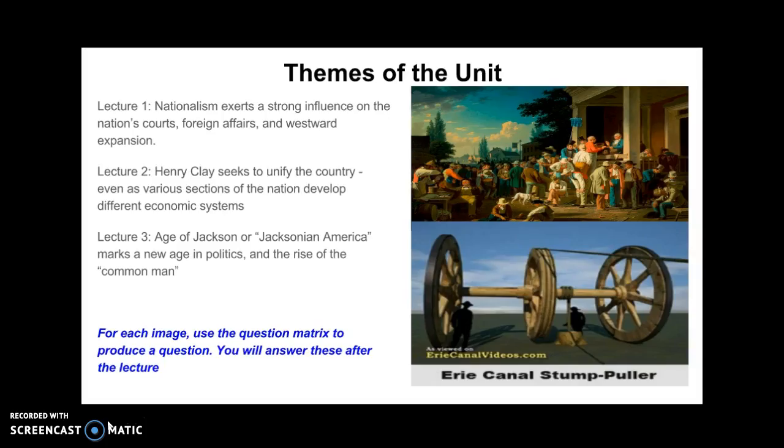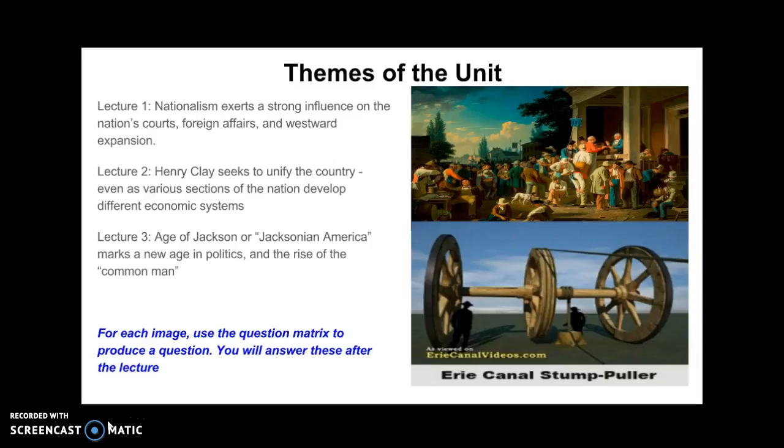All right, so we are going to the themes of the unit. We're looking at 3 lectures, and each lecture has a particular theme or objective. Today's lecture, we're looking at nationalism exerts a strong influence on the nation's courts, foreign affairs, and westward expansion.